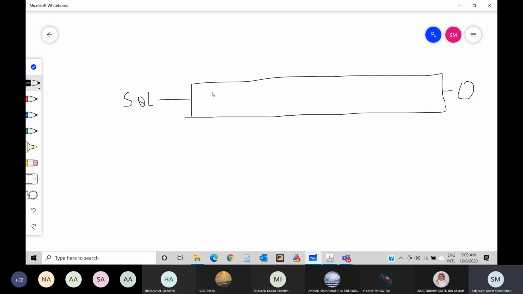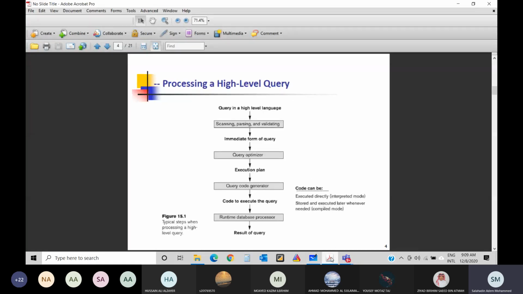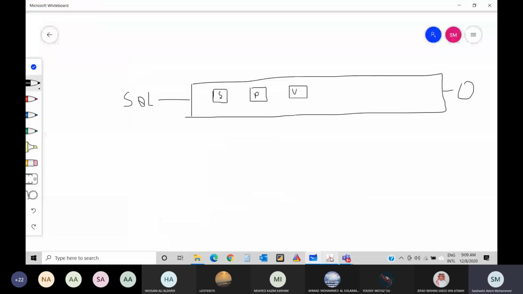So what happens here? First of all, they will scan it. Then your SQL will be parsed. Then it will be validated. So this is scanning, this is parsing, this is validating, and then comes optimization and code generation. Then comes optimization, and then comes generation of code. At the end, the generated code will be executed, then you will find your output.